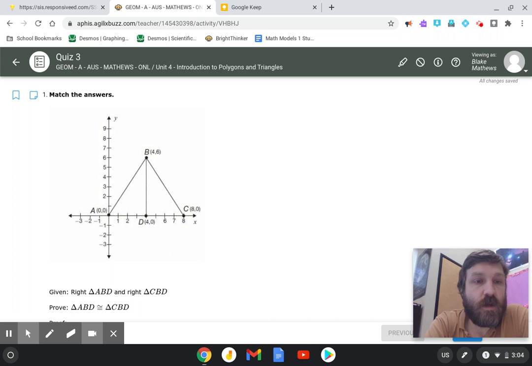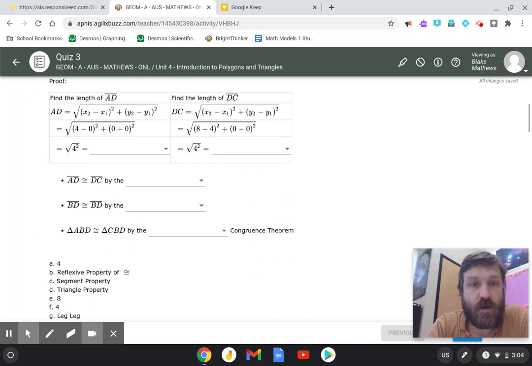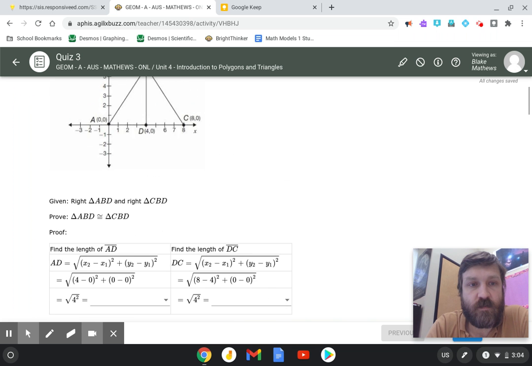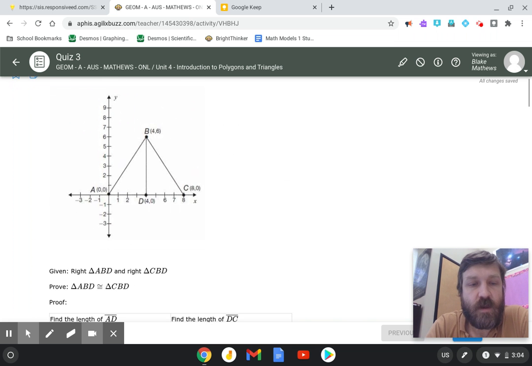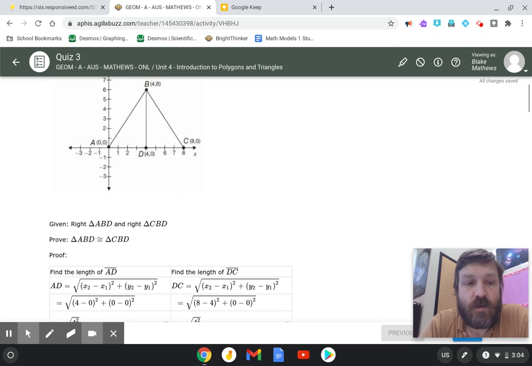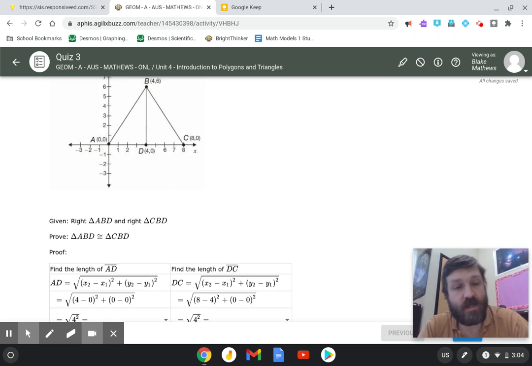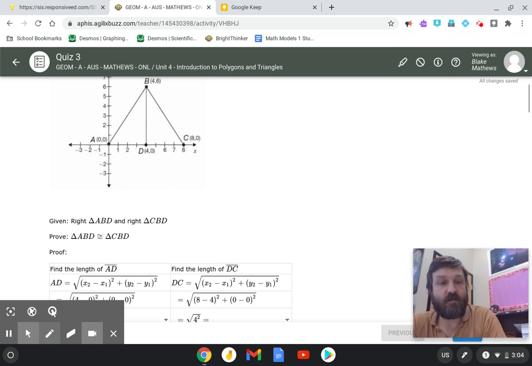So looking at this first one here, it says match the answers, and they're just really wanting you to choose the correct responses for all these blanks here. So let's follow through the process. They want to prove that these triangles are congruent. We did one like this in lesson 6. And what we did is we proved that the different parts were congruent. And then because we had enough, we used one of the triangle theorems that we've learned in this unit to prove it. So for instance, they want us to find the length of AD and the length of DC.